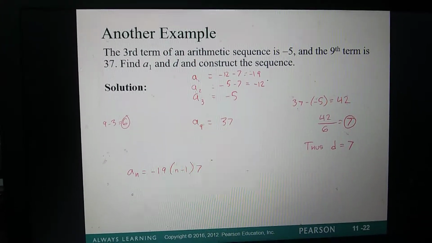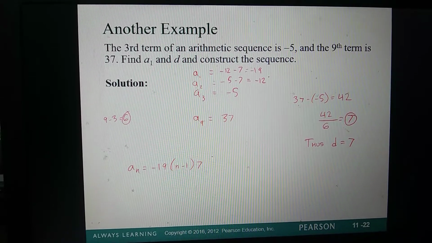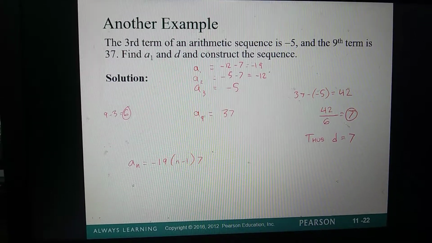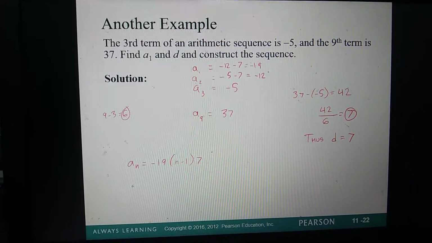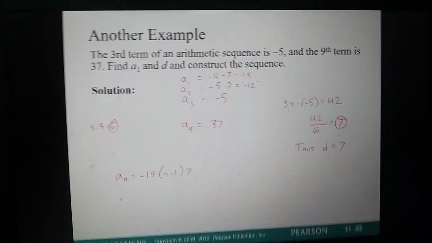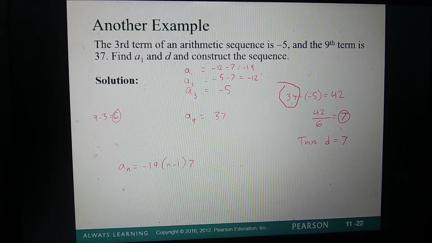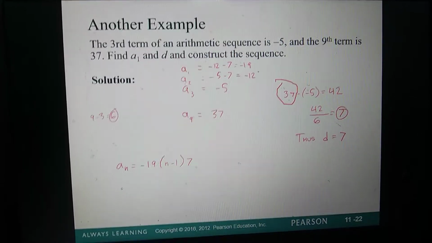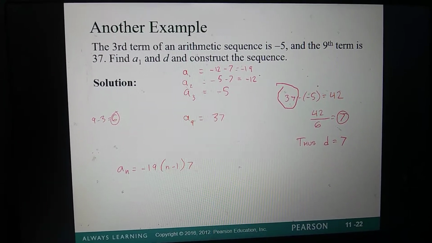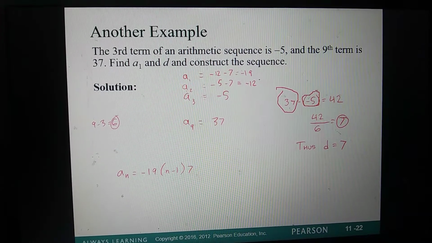Find the arithmetic sequence where we have the third term and the 9th term. Now we're looking for the first term and d, the common difference. So a little tricky. What you're going to do is take that 9th term, which is 37, and then your third term, that negative 5, and find the difference between them. Because again, this is kind of moving in a linear fashion.